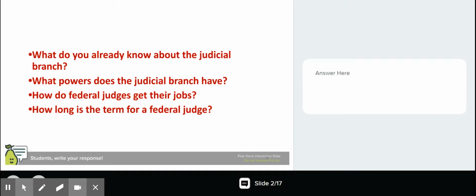And this is student paced, so you can stick around here and think about what you already know about the Supreme Court. If you haven't already, you can open this on your own by following the link in Canvas.